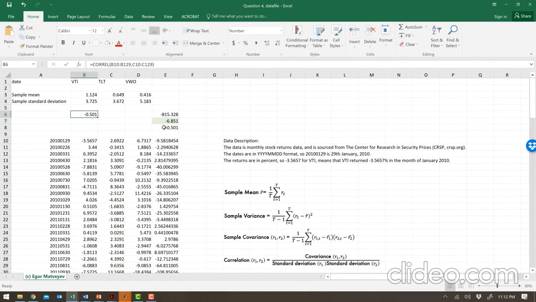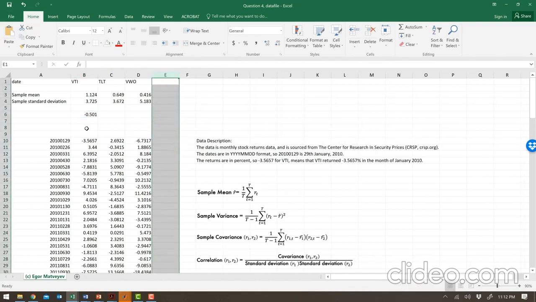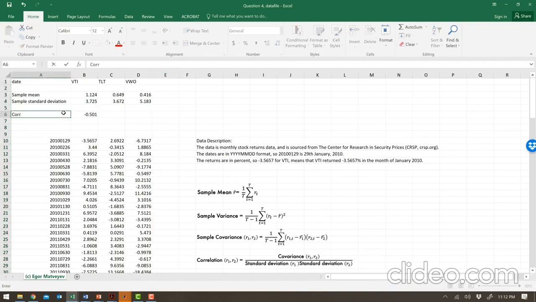The point of this exercise is to show you that we can compute all of the statistics by hand because we understand what the statistics are, but then we can use built-in functions to compute these correlations more automatically. So this is the correlation between VTI and TLT. I will delete this column for now because we don't need it anymore, and I'll just use this function to compute these correlations.